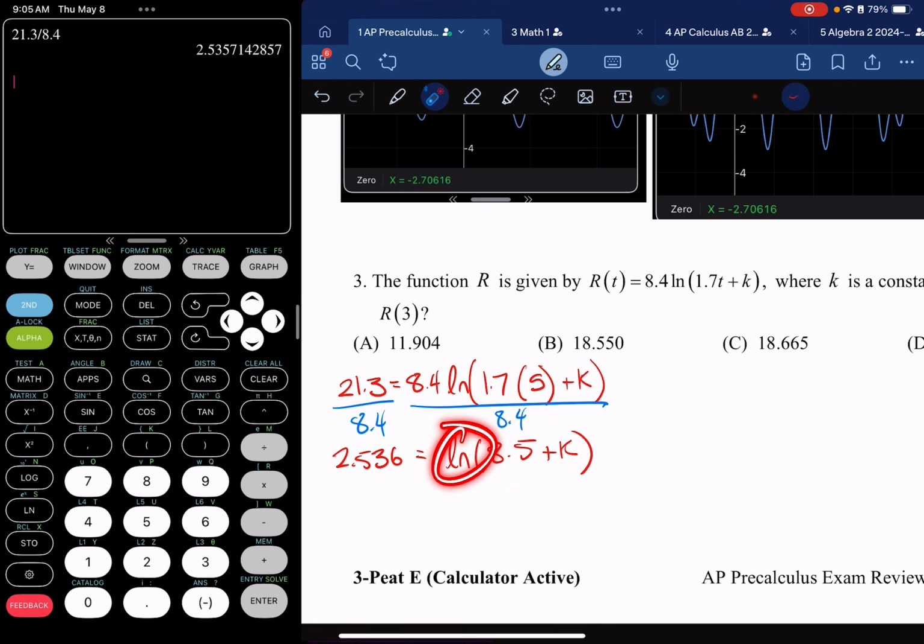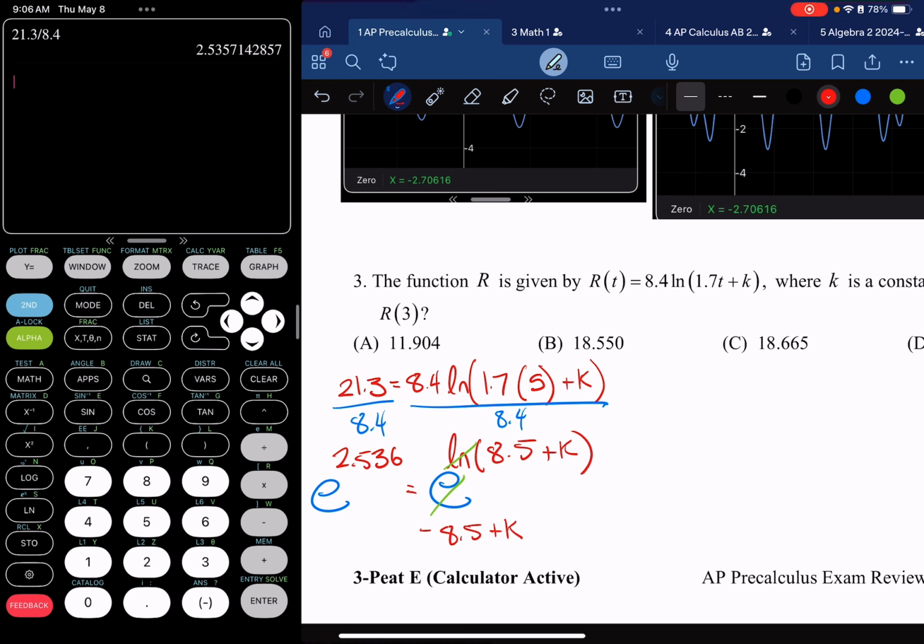So how do we undo a natural logarithm? Well, a natural logarithm is log base e, and the way that we undo logarithms is we look at that base and we exponentiate with that base. Since it's base e, everything here is really e to the power of natural logarithm of all that stuff. And if I exponentiate the right side, I need to exponentiate the left side, so it's e to the power of 2.536. So when we do this, the e and the natural logarithm cancel out, and I'm just left with 8.5 plus K.